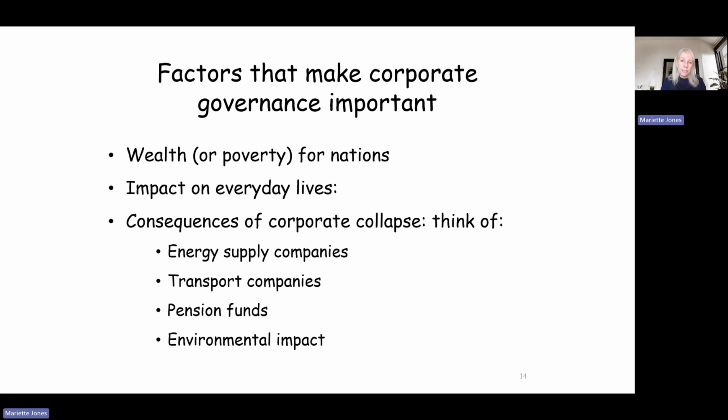Because corporate collapses could lead to job losses, losses of pensions, disruption of essential services, huge costs to the public. Just think about the cost to the taxpayers, for example, in the last financial crisis where they had to bail out failing banks. Environmental harm if companies aren't governed properly. Think about energy suppliers. What if our large energy companies go bust? Transport companies, large banks, when they fail, the consequences ripple through society and can be very severe.